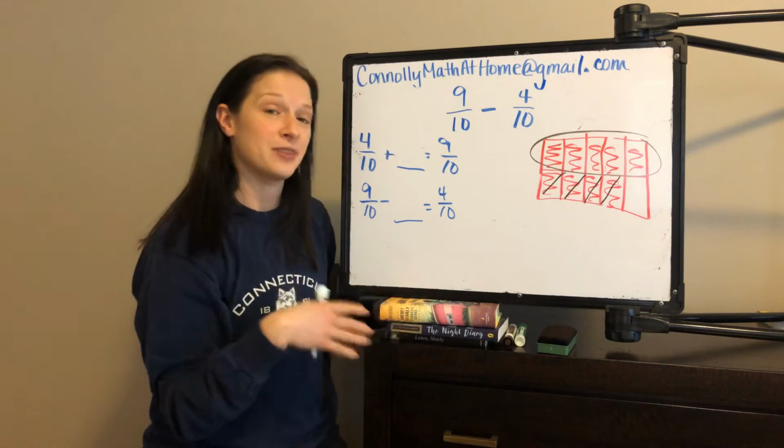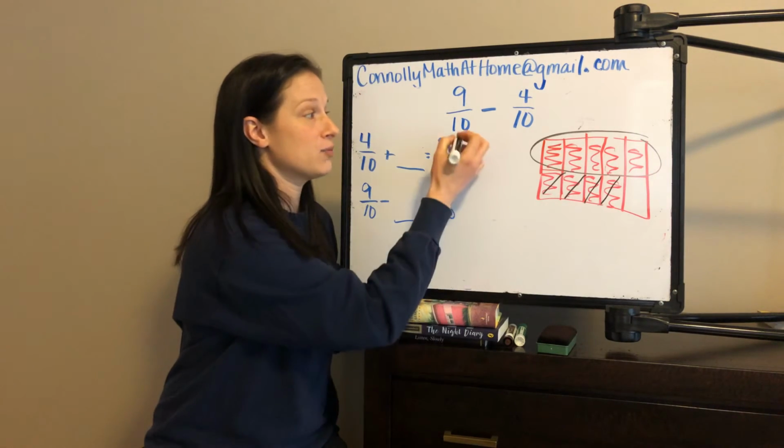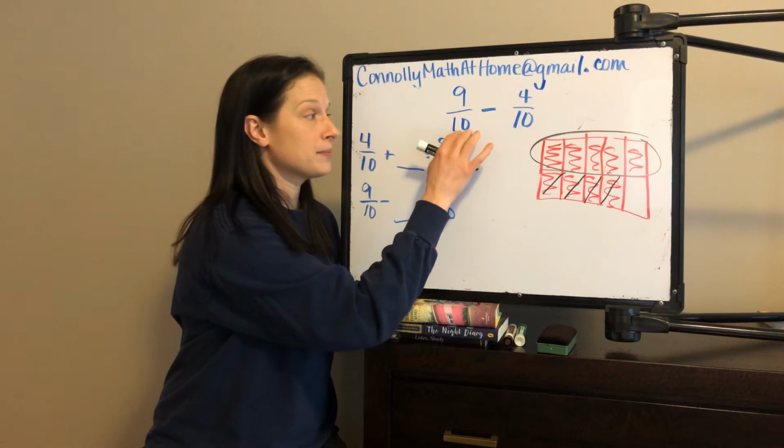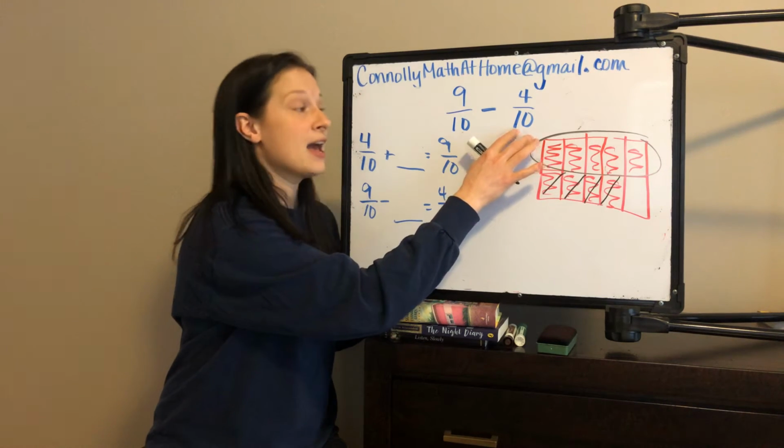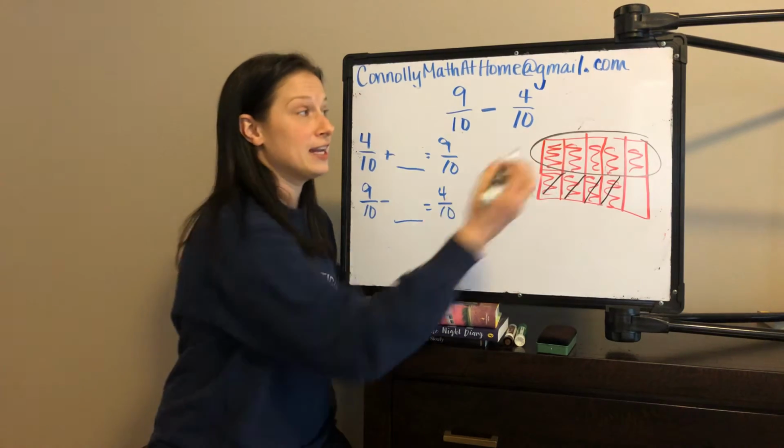All right, so that's your area model representation where you represent 9/10 and you take away the 4/10, okay? And then you see what's left over and it's 5/10.